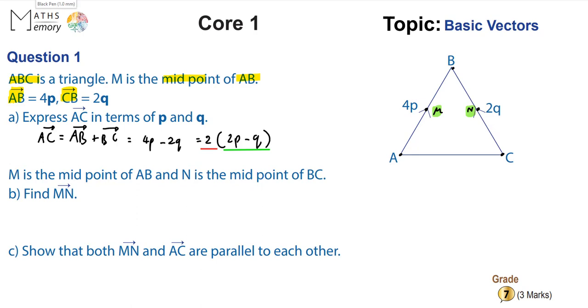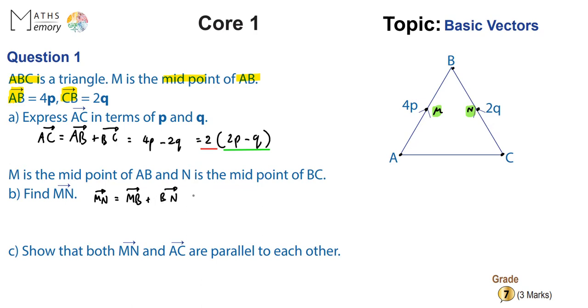It's half and half if you see it like that. A to M is half and M to B is half. Find M to N. So M to N is simply going to be this. So M to N is going to be M to B plus B to N. Very simple again.